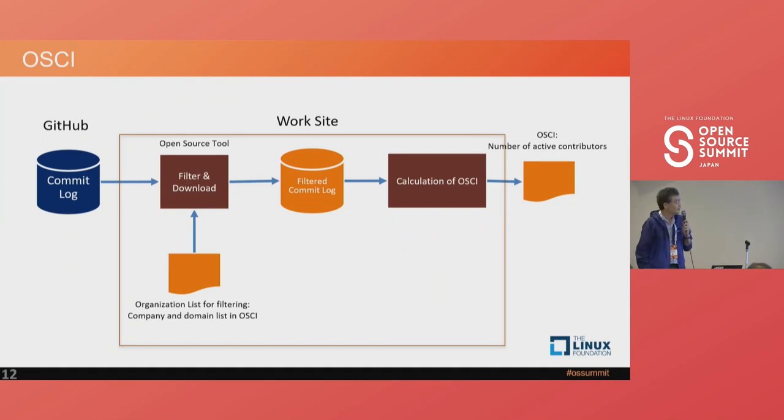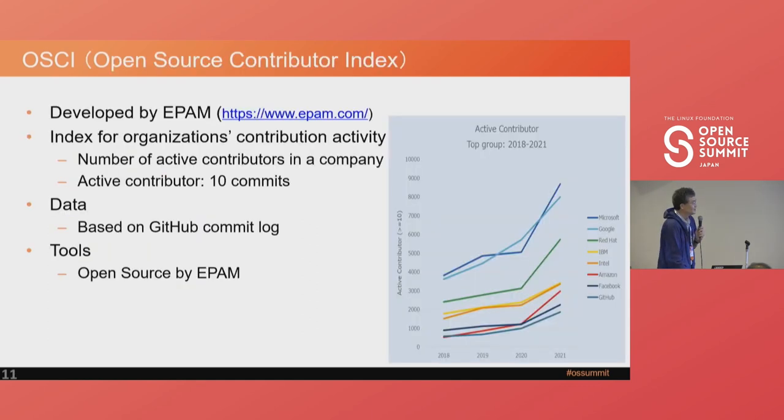This is a flow chart of the calculation of OSCI. Firstly, the GitHub commit logs are downloaded, filtering by email address. Also, the company list is limited so that we can reduce the number. These tools and the list are open source, maintained by EPAM. So everyone can join to collaborate, and everyone can do it by themselves. Then we calculate the OSCI, and you can get this kind of data.